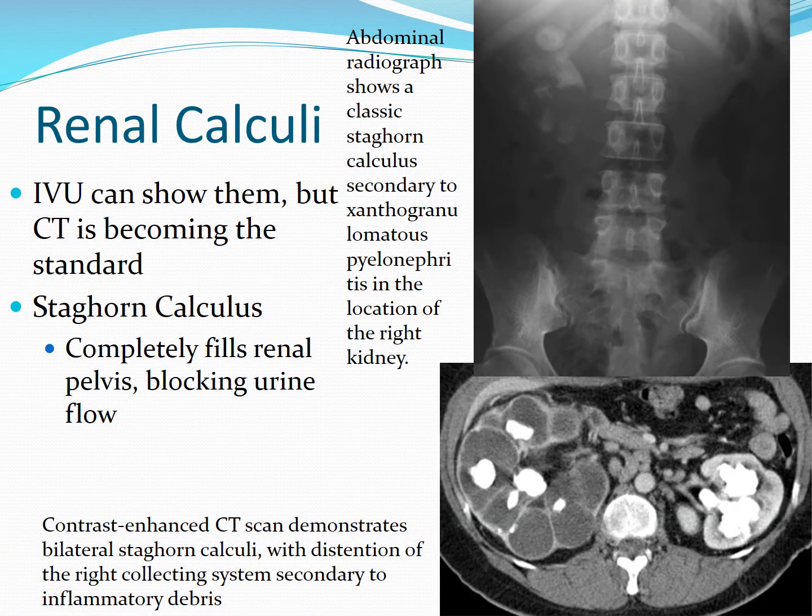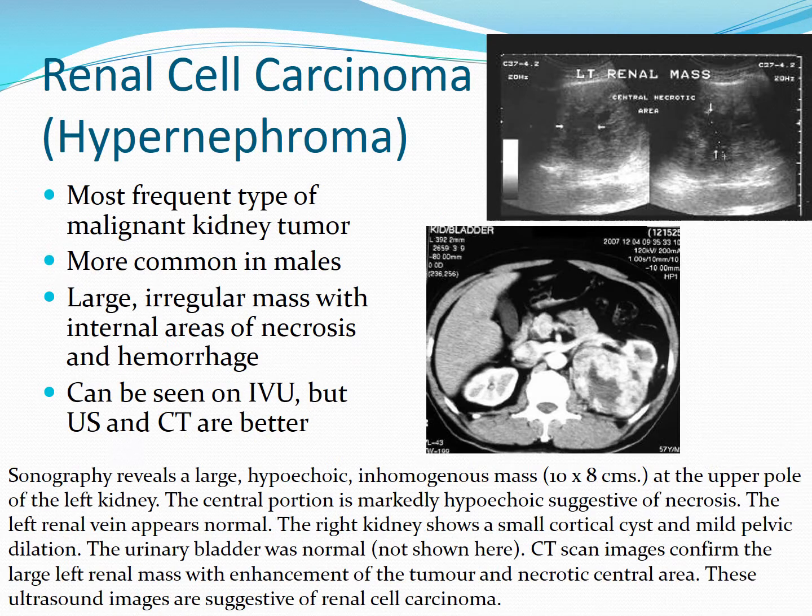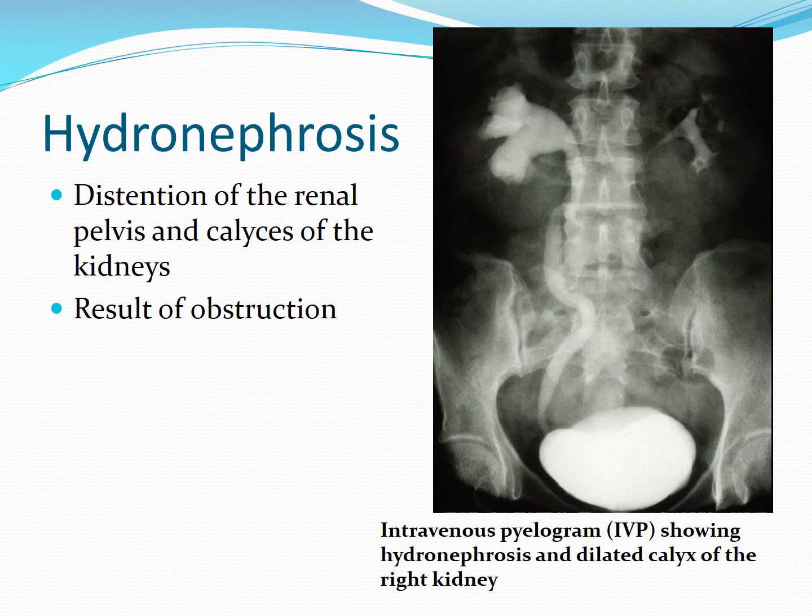Kidney stones, those are very common. You can also have cancer of the kidneys. There's a couple images there for you. The top image is an ultrasound, and the bottom image is an image of a CT scan. Hydronephrosis is seen on an IVU. You can see a dilation of the ureters and how large the calyces look in the renal pelvis on an IVU.